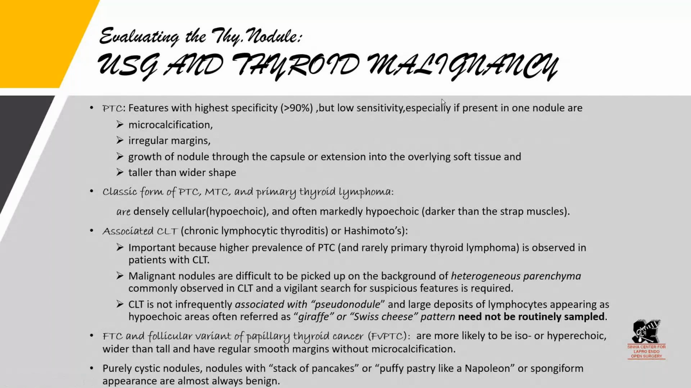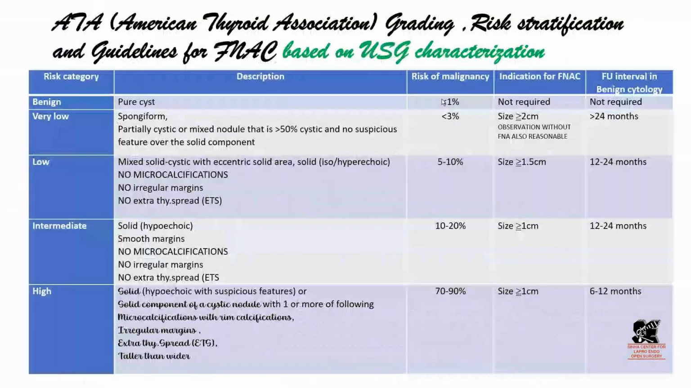And this is a very, very important table, and I think you should understand what this table means. Whenever we talk about the thyroid nodule, we are looking at recommendations or guidelines by two specific groups of thyroid surgeons. Number one is the American Thyroid Association, and this ultrasound forms the grading, risk stratification, and guidelines for FNAC. All three are based on ultrasound characterization, and it characterizes the thyroid nodule into five types: benign, very low, low, intermediate, and high. And what do we mean?